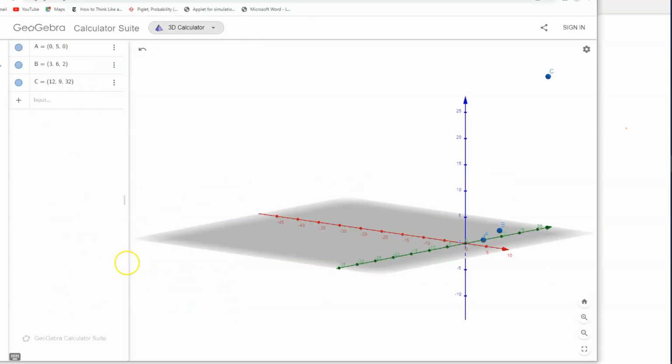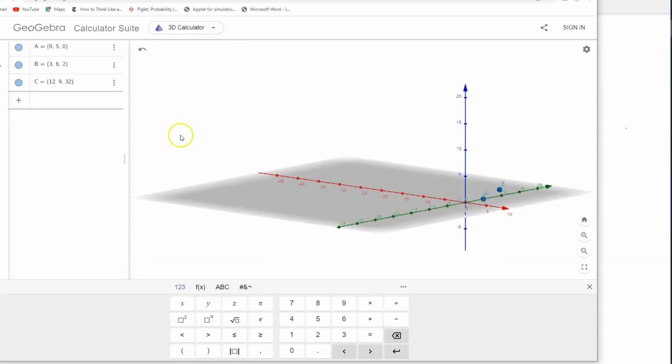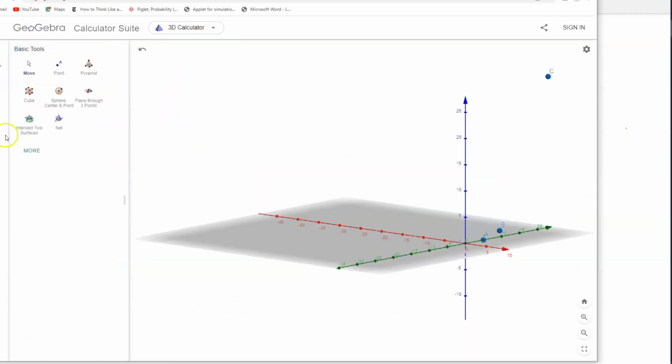So what I did on those parts, I selected the 3D calculator, and then here I use tools. Here is point. Then I typed in a equal to, parentheses 0, 5, 0, close parentheses. I did the same thing for all these 3 points. So for the first one I used A, then here I use B, and here I use C.